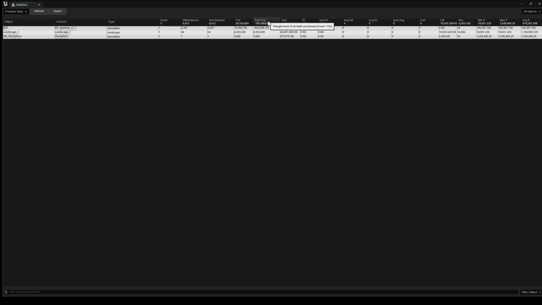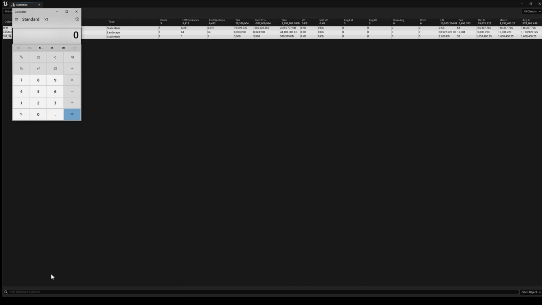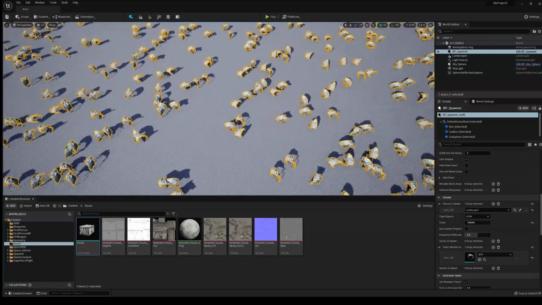Yeah, this is not showing anymore. Triangle count on all mesh occurrences. So that's 8,347 times 19,999,736. 166 billion. That's nine zeros, so that's a billion. 166 billion. All right, let's see if we can do something in here.